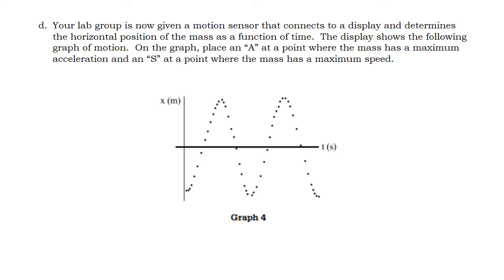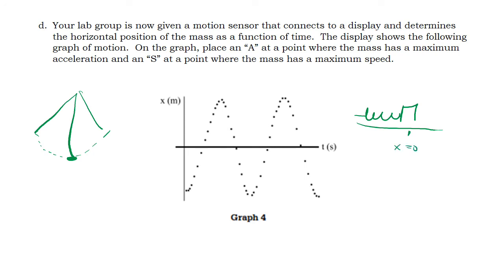Your lab group is now given a motion sensor that connects to a display and determines the horizontal position of the mass as a function of time. The display shows the following graph of motion. On the graph, place an A where the mass has a maximum acceleration, and an S where the mass has a maximum speed. We know that for simple harmonic motion, the maximum speed will come when the mass is at its rest position, and that's true for a pendulum or for a mass on a spring. That right in the center where x equals 0, or where theta equals 0, the speed is going to be a maximum. So I'll put an S here, or you could put it here, here, or here.